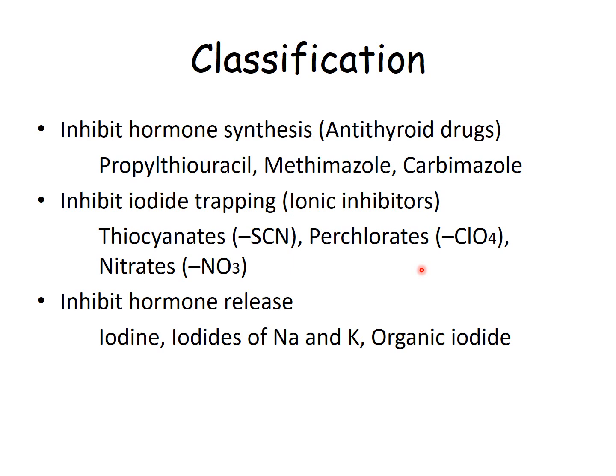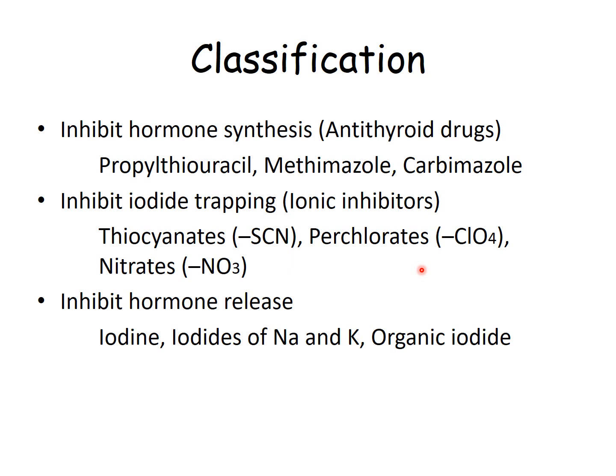The third group is the drugs which will inhibit the release of hormone. In the process of formation of thyroid hormones, I have described 5 headings: there is iodide trapping, oxidation, coupling, then release, and finally the peripheral conversion. So the third group of drugs inhibit the hormone release: iodine, iodides of sodium or potassium, or organic iodides.